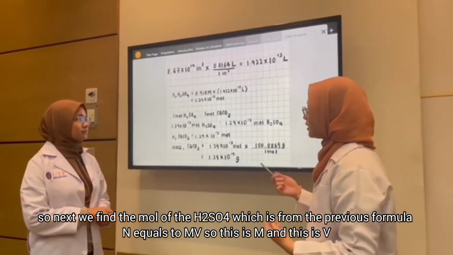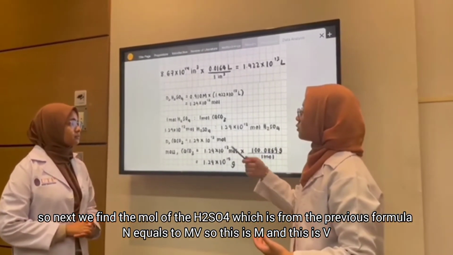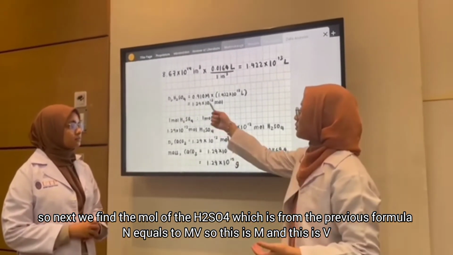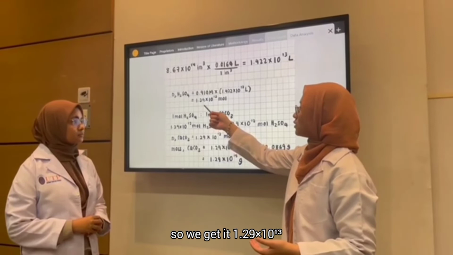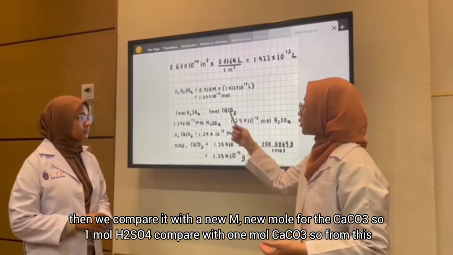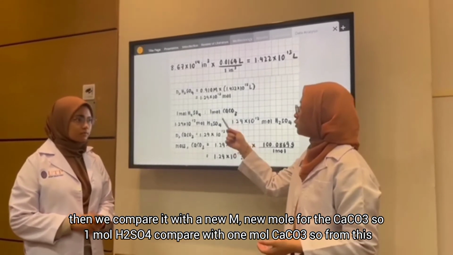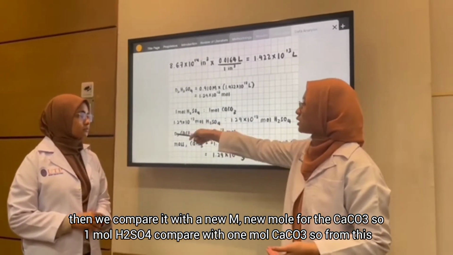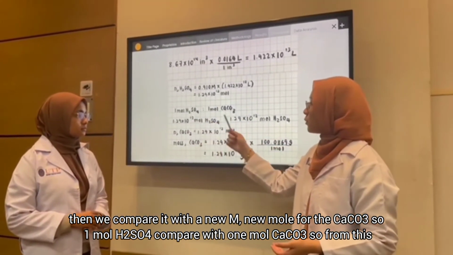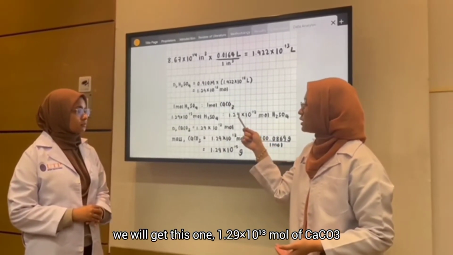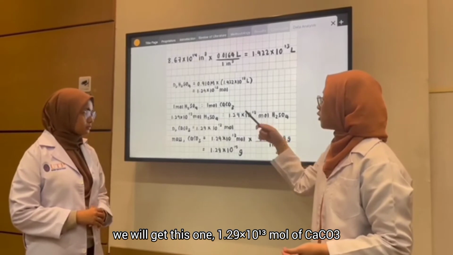Next, we find the mole of the H2SO4, which is from the previous formula, equal to MV. So this is M, this is V. So we get 1.29 × 10^13. Then we compare it to the mole for the CaCO3. So 1 mole H2SO4 compared with 1 mole CaCO3. So from this, we got 1.29 × 10^13 mole of CaCO3.